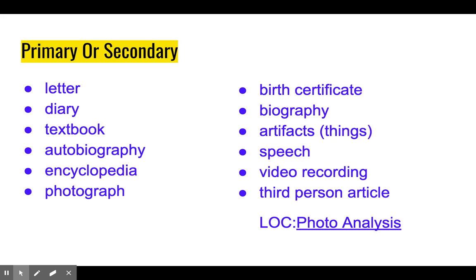A photograph would be a primary source because it's taken at the time of the event by someone who's experiencing it. Same with a birth certificate. That's a primary source. A biography is secondary because it's written by one person about another. Artifacts are objects, so something like a piece of pottery or an old rotary telephone. Those are primary sources because they were created during that time. A transcript of a speech or a video recording of someone's speech, that would also be a primary source. A third-person article, though, when it's written by someone who didn't experience the event, would be a secondary source.